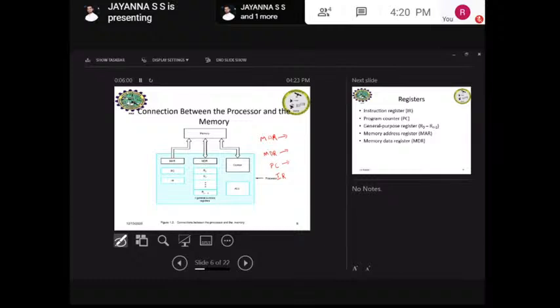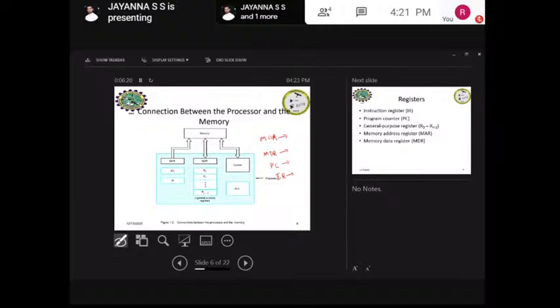So next is another register. It is called IR. IR stands for instruction register. Because when you fetch the instruction from the memory, we should store that instruction into a register. That register is what we call the instruction register. IR will hold the instruction.